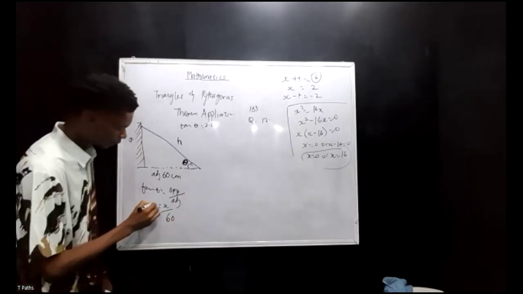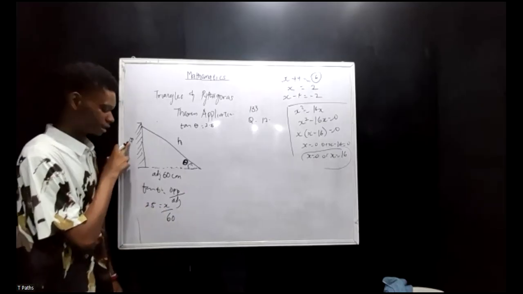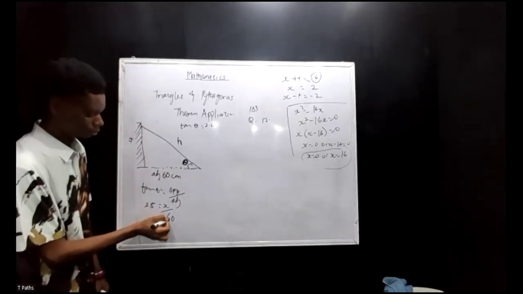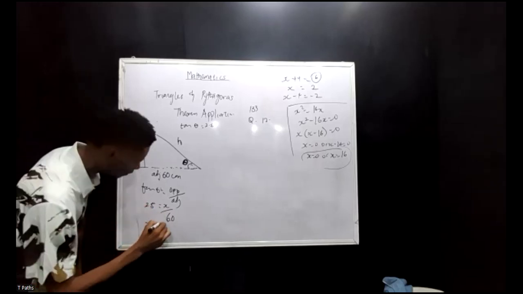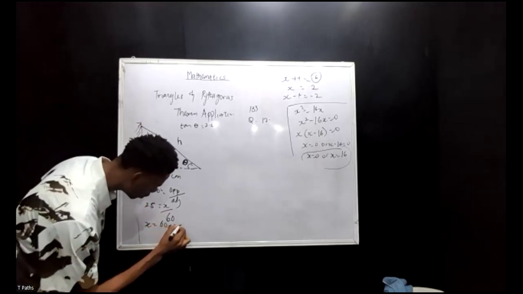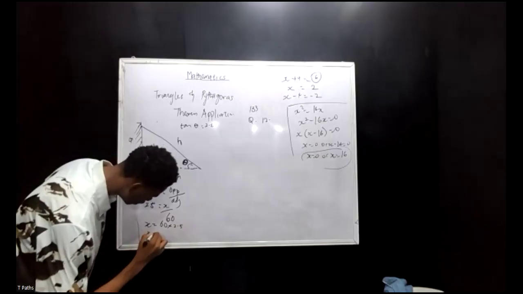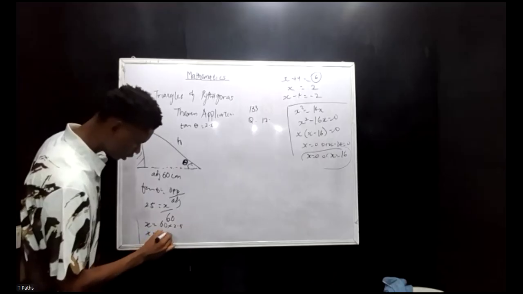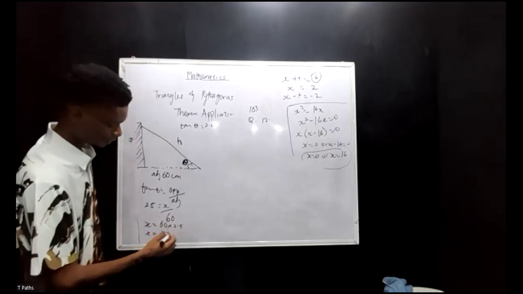All right. So here, for me to find the value of x, which is opposite, I'm going to say x is equal to, by cross multiplying, 60 by 2.5. I'll have 60 times 2.5. So x will be equal to 150. 60 times 2.5 is 150 centimeters.